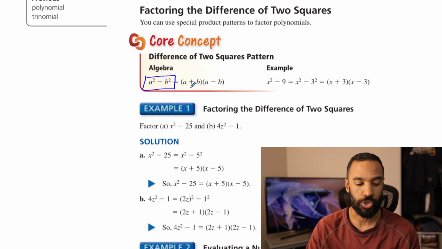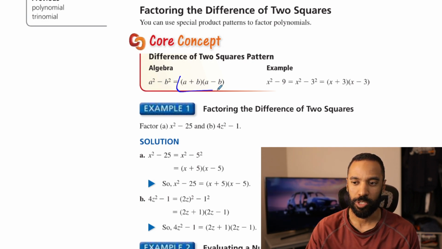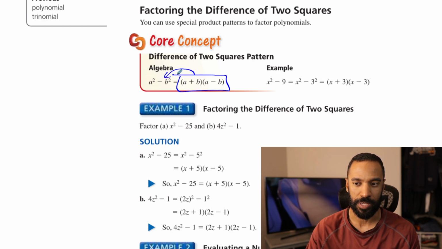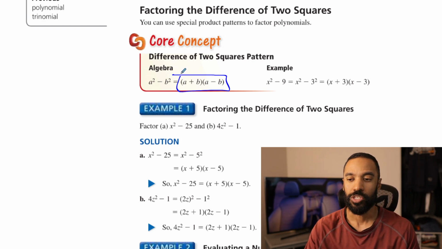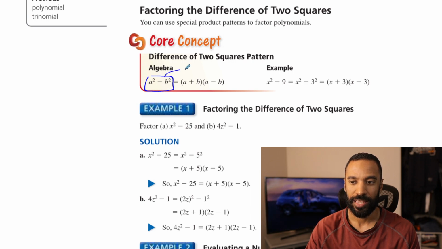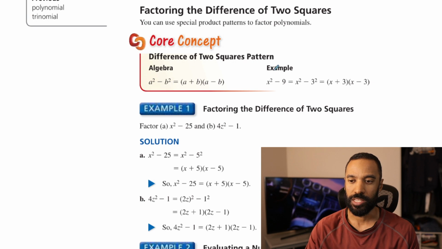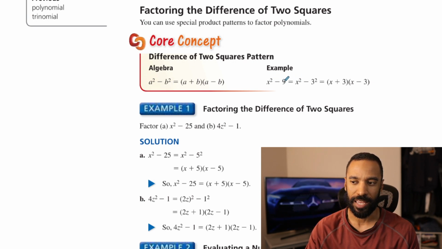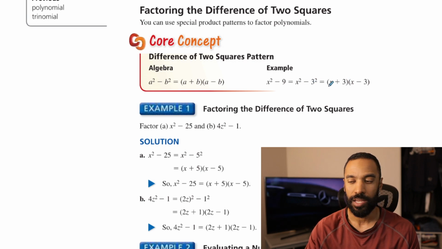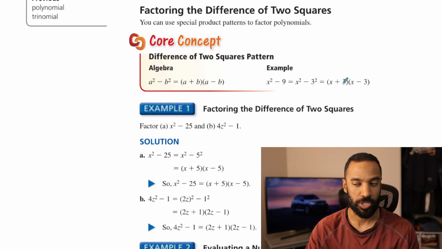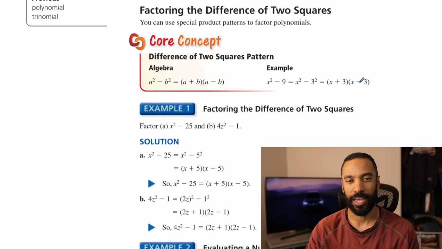Anyway, we've practiced distributing this, a plus b times a minus b, into a squared minus b squared. The middle terms cancel. So when you have a difference of two squares case, this is what it factors into, a plus b times a minus b. So in this example here, you see x squared minus 9 is the result of x squared minus 3 squared. The a is x, the b is 3. So that factors into a plus b, x plus 3, and a minus b, x minus 3.